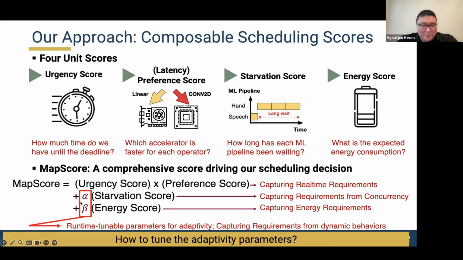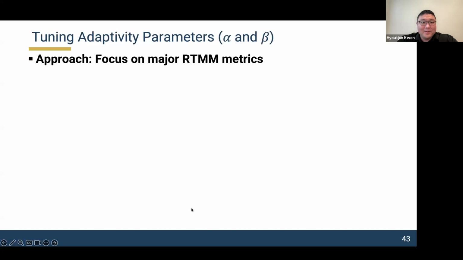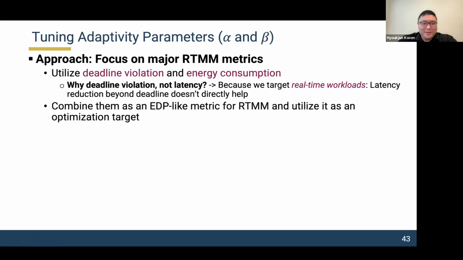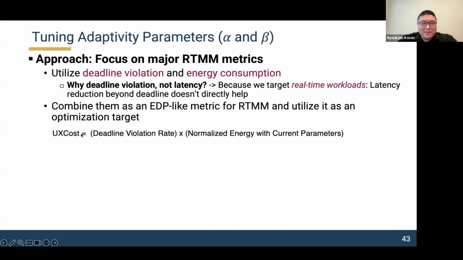And that formulation is good, but how do we tune these adaptivity parameters for dynamic behaviors? Our approach is focusing on the major RTMM metrics. So we utilize deadline violation and energy consumption. And as I briefly mentioned, we need to focus on deadline violation, not latency, because it's real-time workloads. So latency reduction beyond a certain deadline doesn't really help. And we combine them into an EDP-like metric, which we define as UX cost, from the deadline violation rate and the energy.